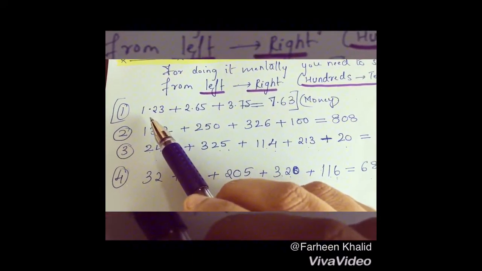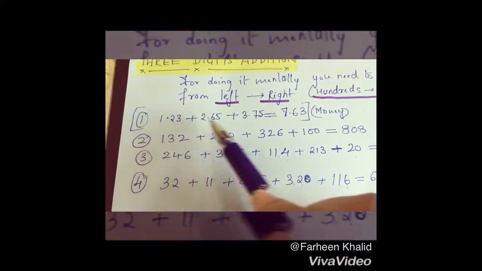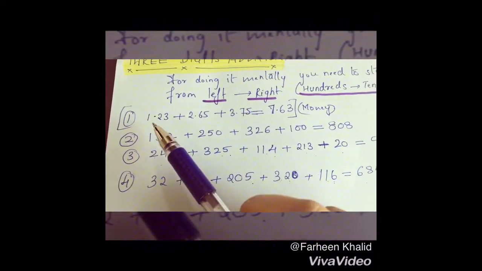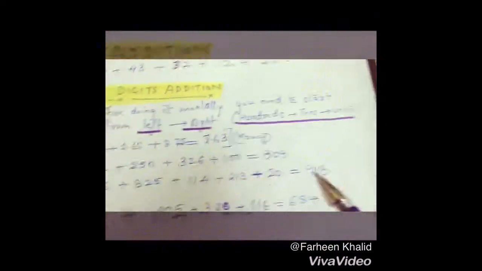Okay, so now coming back finally to the first one, which we have started with. Now it's 1.23 plus 2.65 plus 3.75. Seems complicated, but what we have to do is the same as what you did here. First let us do it on paper and then we'll do it mentally.